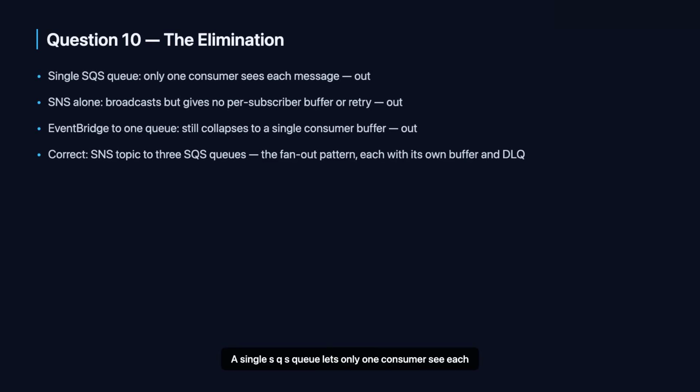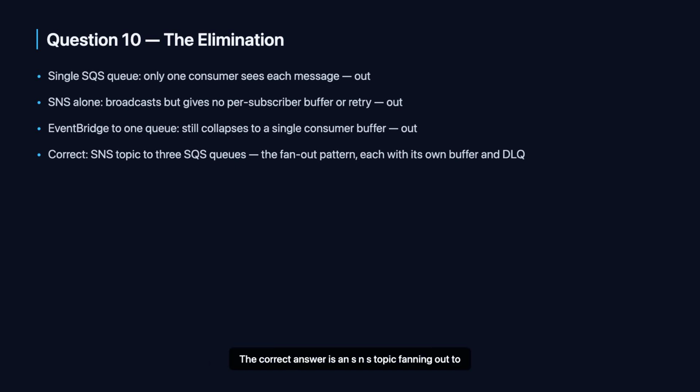Eliminate. A single SQS queue lets only one consumer see each message, so 3 services can't all react to the same order. Out. SNS on its own broadcasts the message, but it gives no per-subscriber buffer and no retry, so a service that's down just misses the event. Out. EventBridge into 1 queue still collapses down to a single consumer buffer, so it's out.